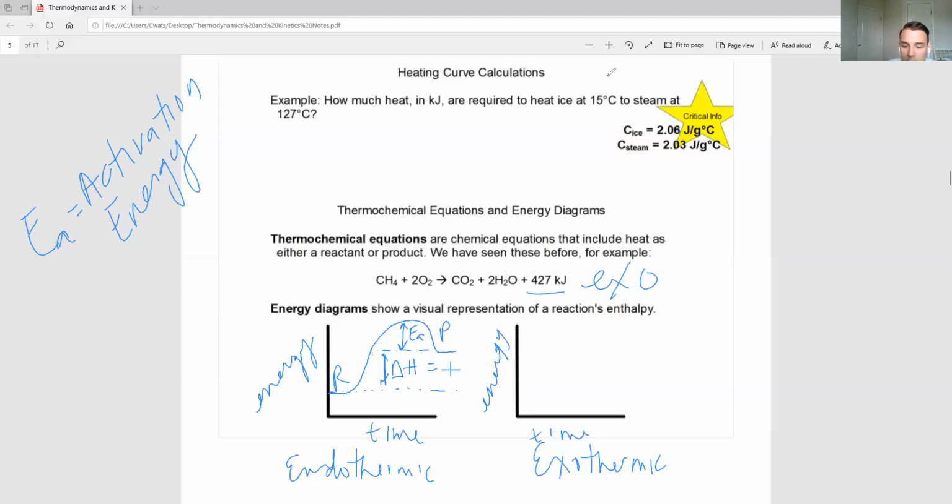For an exothermic one, start at the top, have our hump, then we go down, my reactants, my products. That's going to be my activation energy, E sub A. And that's my delta H. And from where I start to where I end, it's negative, and that's why it's exothermic. So you should be able to recognize these and use that information to determine if it's going to be endothermic or exothermic.